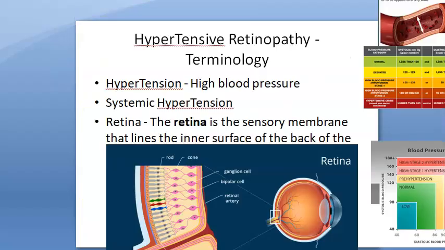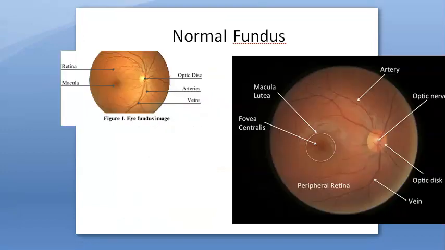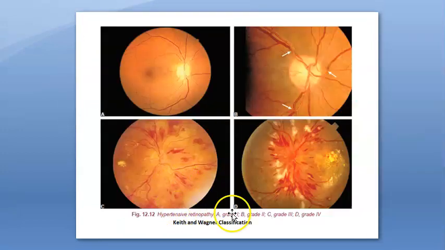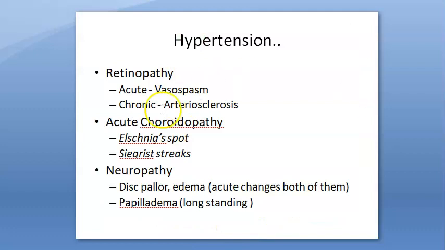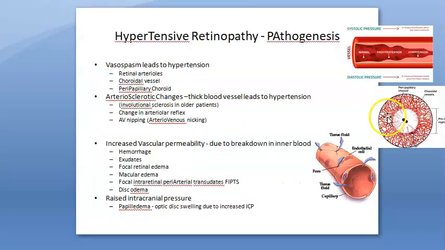Now, hypertensive retinopathy, because of high blood pressure, systemic hypertension, what and all are the blood vessels affected? Normal fundus. What will you see in hypertensive retinopathy? You have grade 1, grade 2, grade 3, grade 4 according to the Keith-Wagener classification. Hypertension can cause retinopathy, acute choroidopathy, neuropathy. All this it can lead to, looks like. So don't take tension in life.